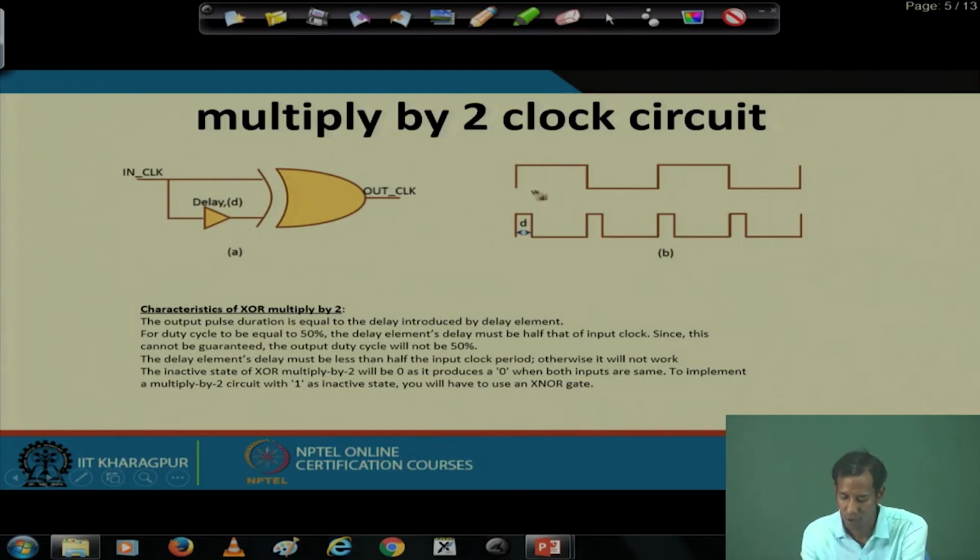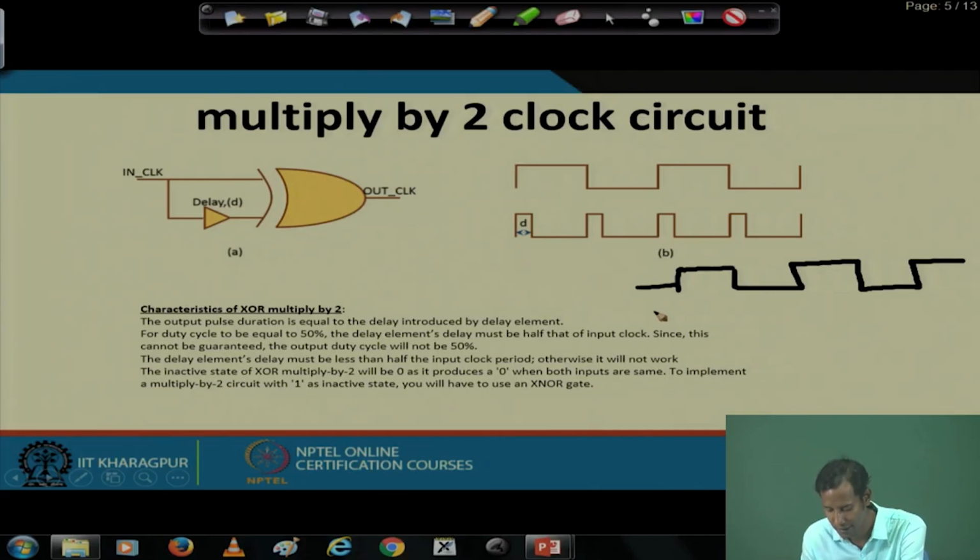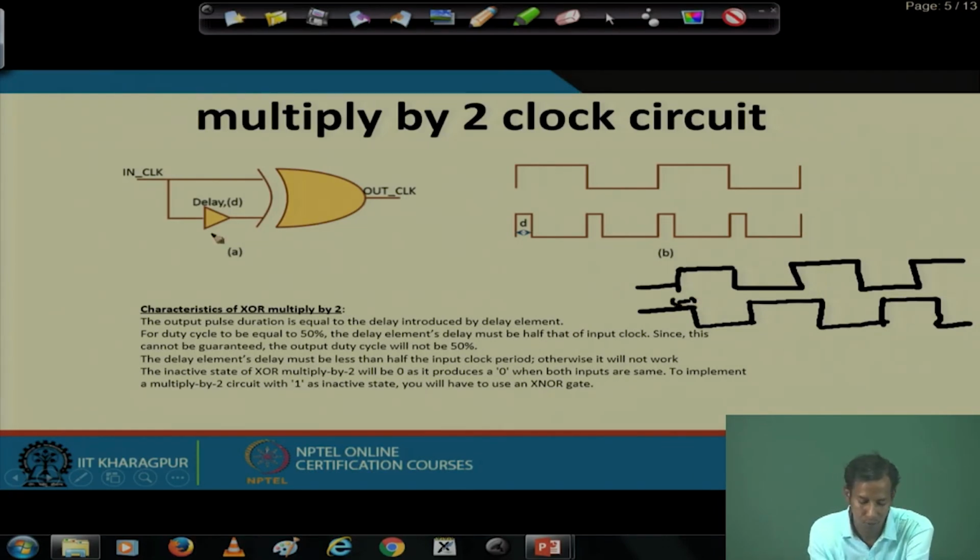Let us draw the corresponding graph. If this is my clock signal, the inverted, delayed clock will look like this, because there will be some delay based on this particular delay.